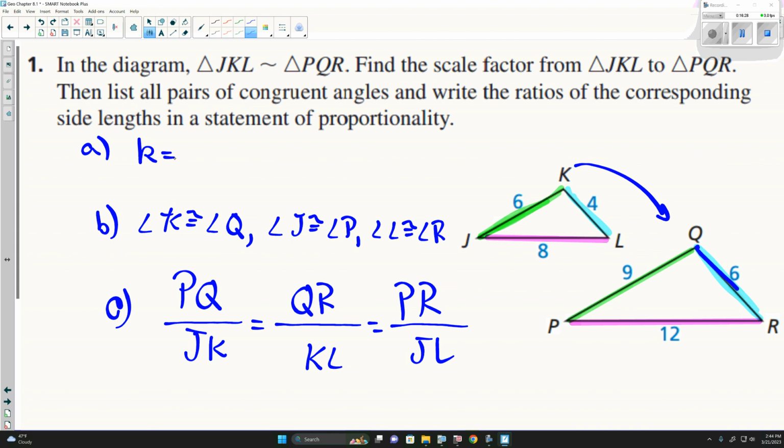And lastly, we need to find our scale factor. What over what? So we wanted 6 on top, yes? And what would be on bottom? Almost. 4, which would be 3 over 2. Now, if we wanted to use the other 6, it'd be 9 over 6, which is indeed 3 over 2. So since we're wanting to go from JKL to PQR, since the side lengths are getting bigger, we need the scale factor to be greater than 1.